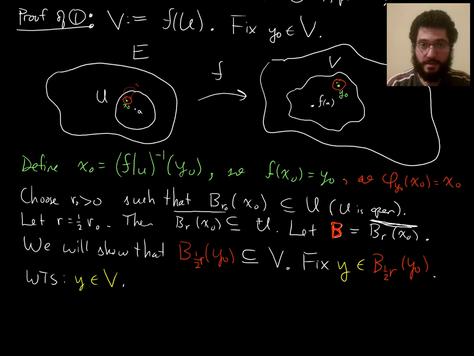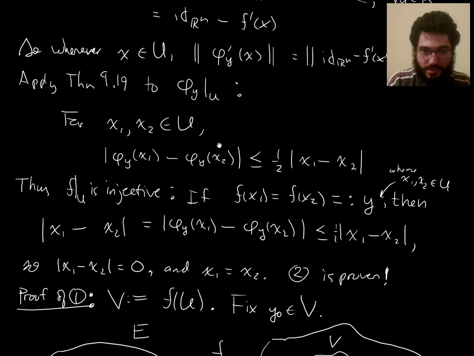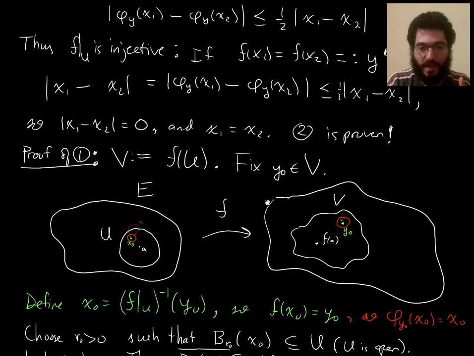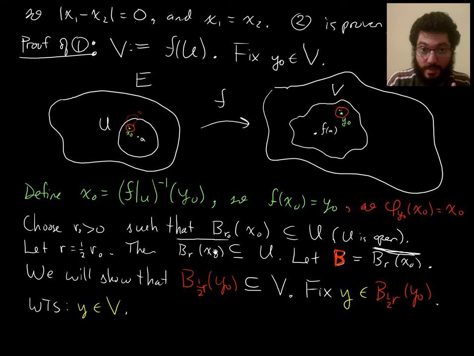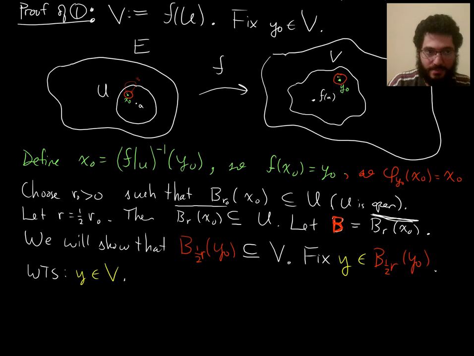So again, to apply the contraction mapping theorem to a function, it has to be from a metric space to itself, and the metric space has to be complete, and the mapping has to be a contraction. So all we know about phi sub y is that it is a contraction, but we don't know that it maps a certain complete metric space to itself. We hope that that complete metric space will be B here. So first let's observe that B is a complete metric space.